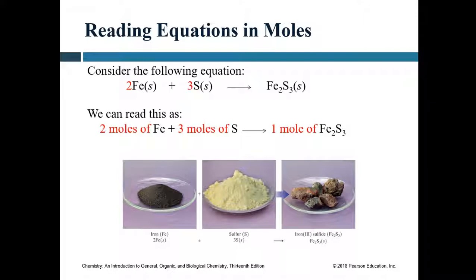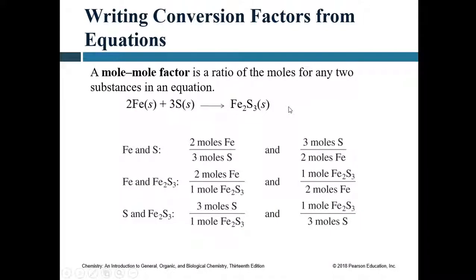Now, consider the following equation. Here we have another equation: 2Fe plus 3S gives us Fe2S3. So the way that it's really read, instead of the way I did it, is 2 moles of iron plus 3 moles of sulfur is going to give us 1 mole of iron(III) sulfide. And that's an important concept there, that this is a mole-to-mole ratio. 2 moles to 3 moles will produce 1 mole of our iron(III) sulfide.